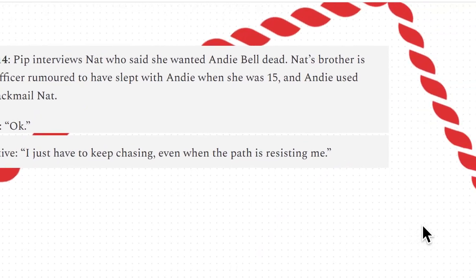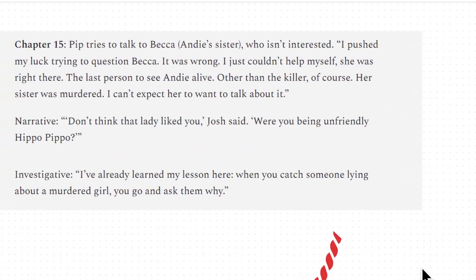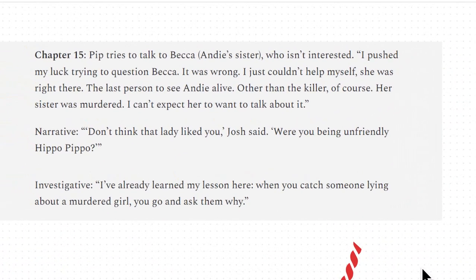Moving over to chapter 15. In this chapter, Pip tries to talk to Becca, Andy's sister, who is not interested. "I pushed my luck trying to question Becca. It was wrong. I just couldn't help myself. She was right there. The last person to see Andy alive. Other than the killer, of course. Her sister was murdered. I can't expect her to want to talk about it." And the narrative last line is, "Don't think that lady liked you," Joss said. "Were you being unfriendly, Hippo Pippo?"